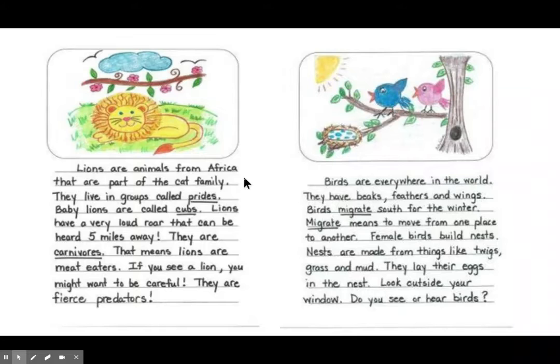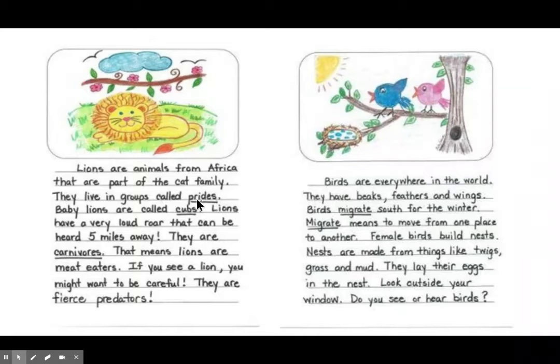So it says, lions are animals from Africa that are part of the cat family. Okay, so right there, we know that they're going to be talking about lions, and they're going to be talking about what they do, where they live, or how they eat and stuff. They live in groups called prides. Baby lions are called cubs. Lions have a very loud roar that can be heard 5 miles away. They are carnivores. That means they are meat eaters. If you see a lion, you might want to be careful. They are fierce predators.